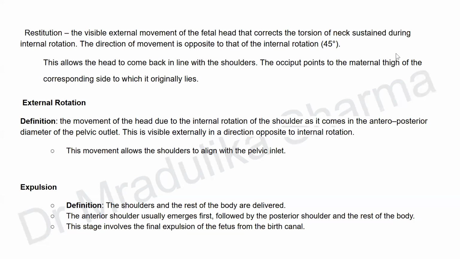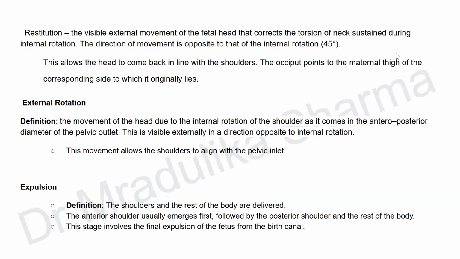To explain: when the head rotates 90 degrees to come into the AP diameter in internal rotation, there is torsion in the neck. In the same way, the shoulder still stays in the oblique diameter. They haven't rotated with the head. So when the head comes, it is at 45 degrees.